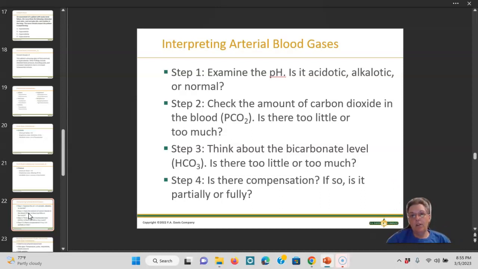Then 4, you talk to yourself about compensation, which would mean 1 or 2 of those numbers would be back in normal range, so it's coming back in alignment. Okay. And if so, is it partially or fully compensated? If 2 things are back in normal, then it's fully compensated. Sometimes it's such a fresh hit that it's not had time to compensate yet. Okay. We will go over these in class as well.